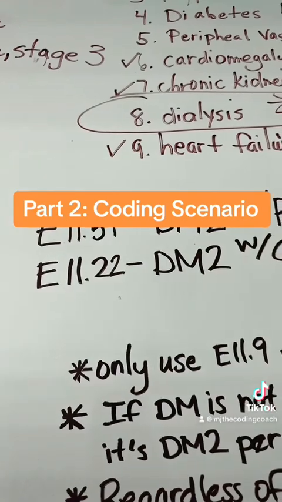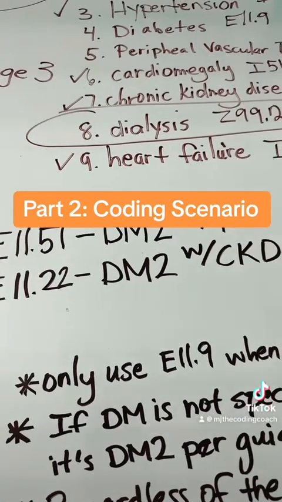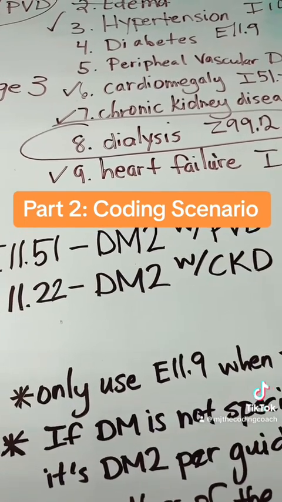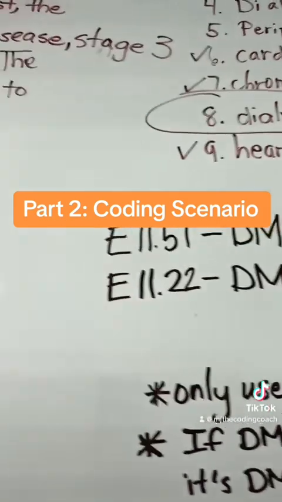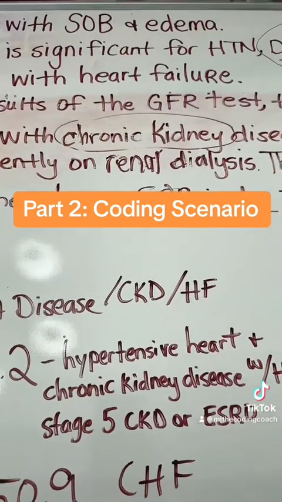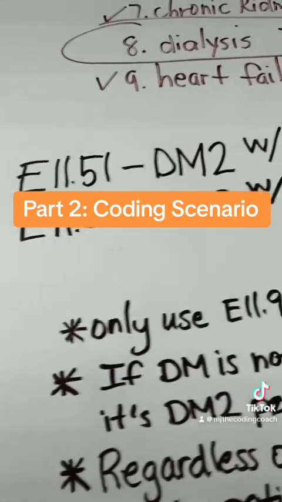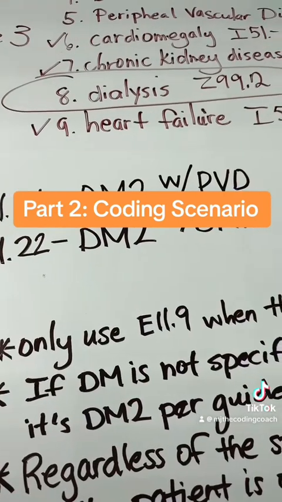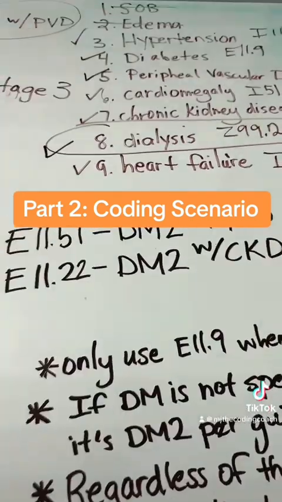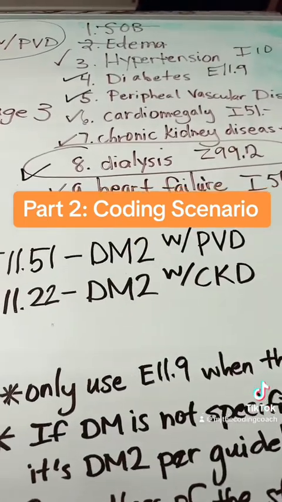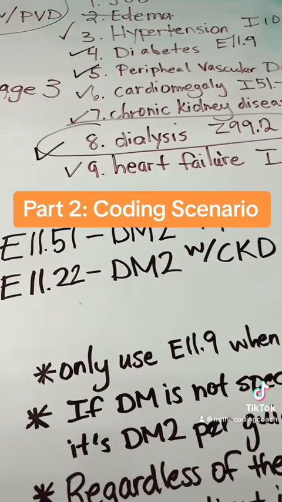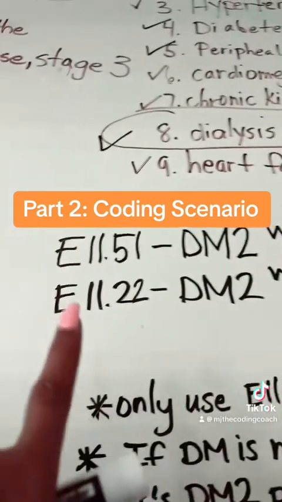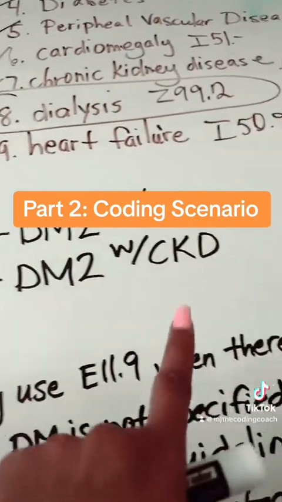So when you see the code E11.51 in your book, and it says diabetes type 2 with peripheral angiopathy, it's the same thing as peripheral vascular disease. The patient also has chronic kidney disease with the diabetes, so we're going to use the code E11.22 for diabetes type 2 with chronic kidney disease. You will need to read your instructional notes to see if you need an additional code. But E11.51 is for both the diabetes and the PVD, and E11.22 is for the diabetes and the CKD.